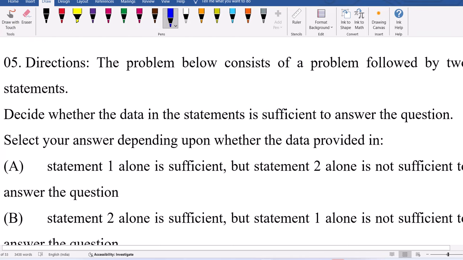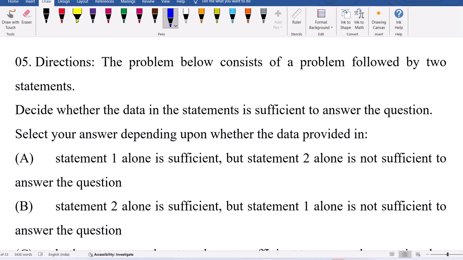Now let's go for the next question. Again, related to data sufficiency. This is how they'll ask in Mettl platform. In Mettl platform, they'll give the options before itself. A option, B option for data sufficiency. A, B, C, D.